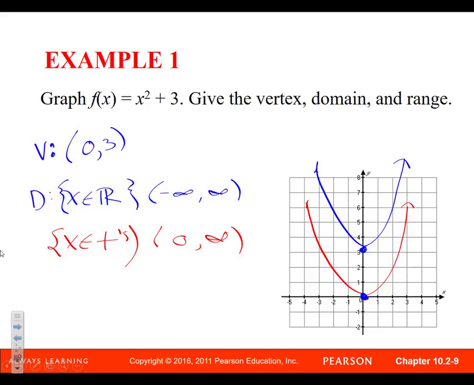Brittany Hernandez. I feel like it's the same. What is the new range here? Is it 3 to infinity? Yeah, fantastic. It goes from 3 all the way to infinity, because 3 is the lowest point, right? So it can't exist anywhere below 3. Good job.